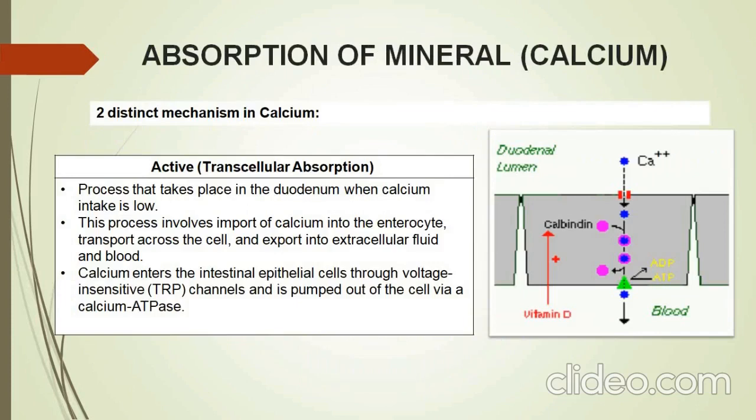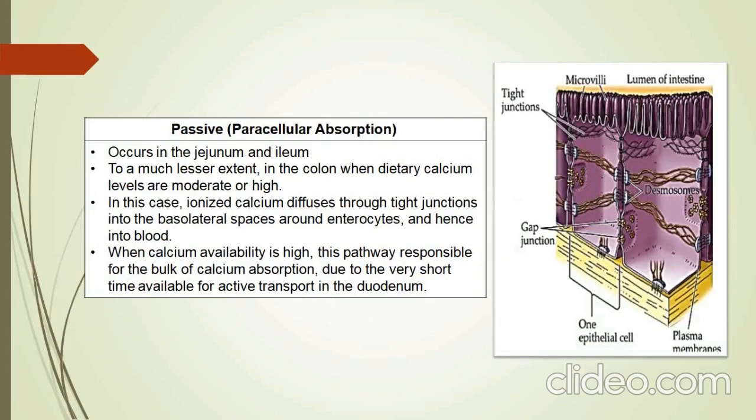Absorption of mineral in calcium. There are two distinct mechanisms in calcium absorption, active and passive. Active is a process that takes place in the duodenum when calcium intake is low. This process involves import of calcium into the enterocyte, transport across the cell, and export into extracellular fluid and blood. Passive occurs in the jejunum and ileum, and to a much lesser extent in the colon, when dietary calcium levels are moderate or high. In this case, ionized calcium diffuses through tight junctions into the basolateral spaces around enterocytes and hence into blood.